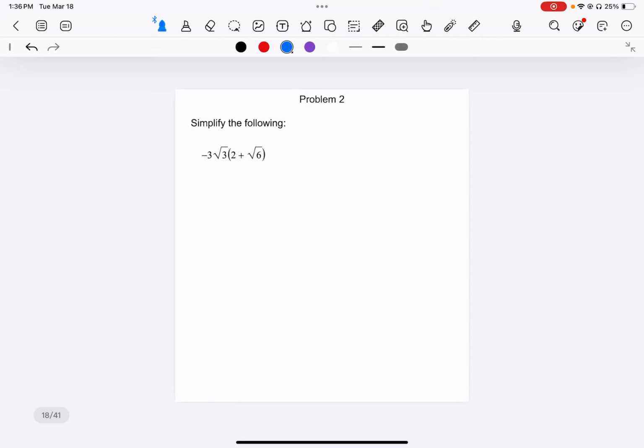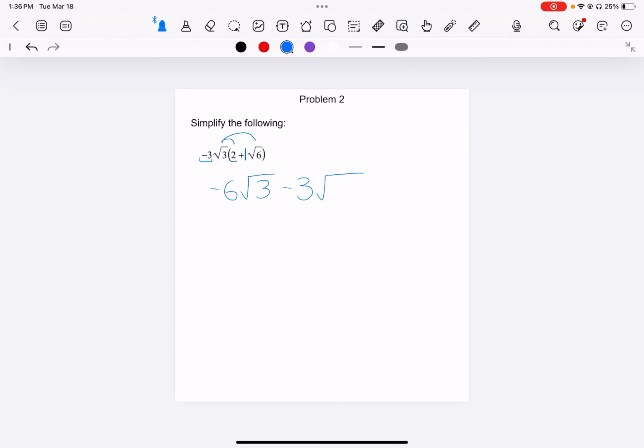To simplify this expression, I have a term outside a set of parentheses, so I'm going to distribute and multiply it. So when I distribute negative 3, radical 3 times 2, I'm going to multiply the negative 3 and the 2 to get negative 6. And then there's no other radical, so it's just going to stay as radical 3. Now I have an imaginary 1 here, so I'm going to multiply the numbers first. Negative 3 times a positive 1 is negative 3.